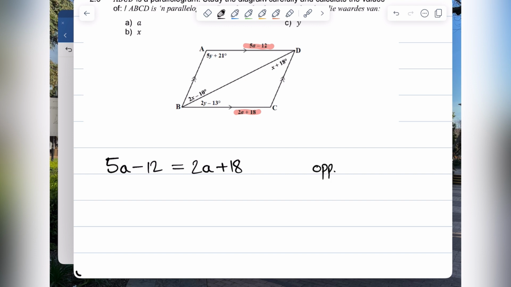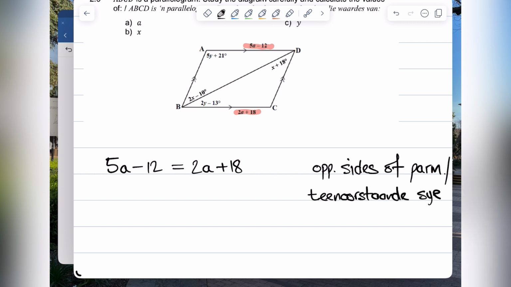opposite sides of, you can say, parallelogram. So ons kan sê teenoorstaande sye van parallelogram. So this is die verkorting vir parallelogram. You can also use the symbol for parallelogram. So the 2 lines, of course, referring to parallel, and the M for the M in parallelogram. So you could say opposite sides of parallelogram using that symbol over there.